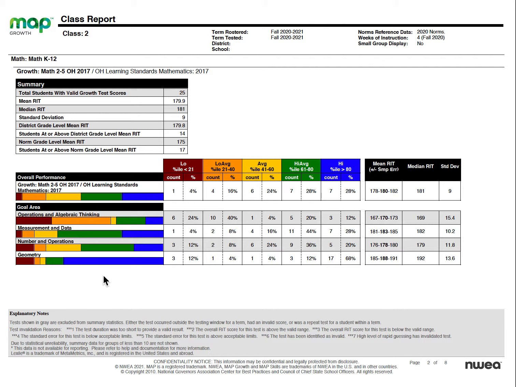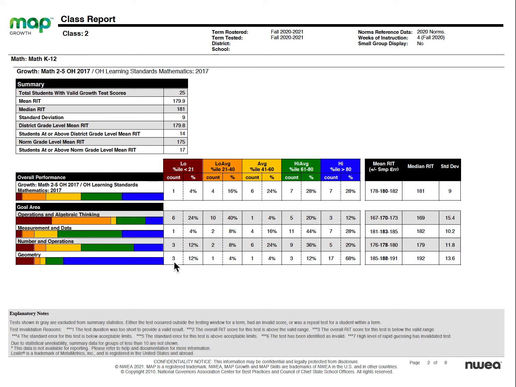Okay, so my question here would be, wow, we're really high in geometry. Okay, I have 17 kids performing above the 80th percentile. See that? And as a whole test, I only had 7. But in the area of geometry, you have 17. So as someone just looking at this report and not working as the teacher in this classroom, my wonder would be, did we spend a lot of time in geometry this fall? Okay. And that's what I would assume.